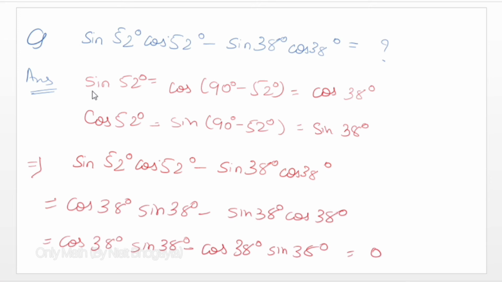So here what I have done is sine 52 will be written as cos 38 by using the relation we just learned, and cos 52 will be written as sine 38. We are going to substitute it here. So you know cos 38 times sine 38 minus sine 38 times cos 38 is 0. If you want to explain more, you can just use the commutative law of multiplication, that A times B is equal to B times A. So here cos 38 times sine 38, you keep it as it is, and sine 38 times cos 38, you just flip them. You can write it as cos 38 times sine 38. Now you have the same things subtracted from each other, so the answer will be 0.